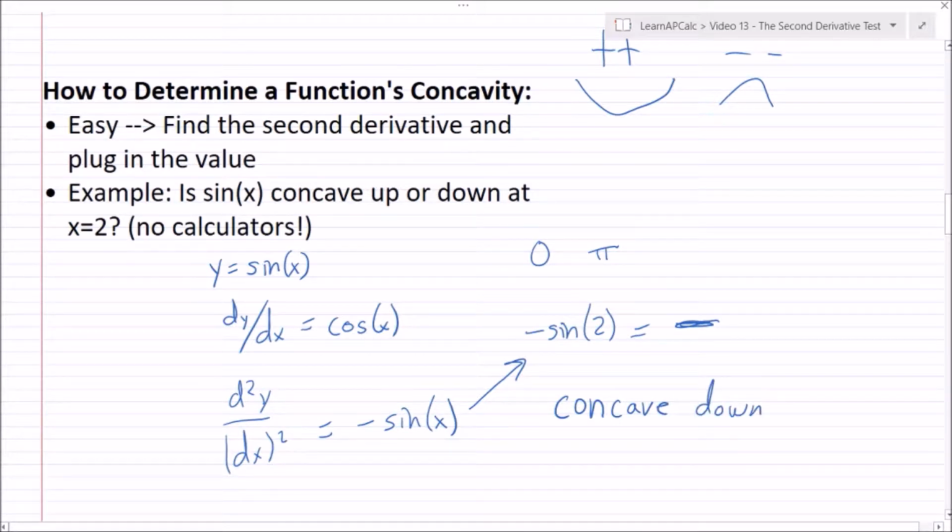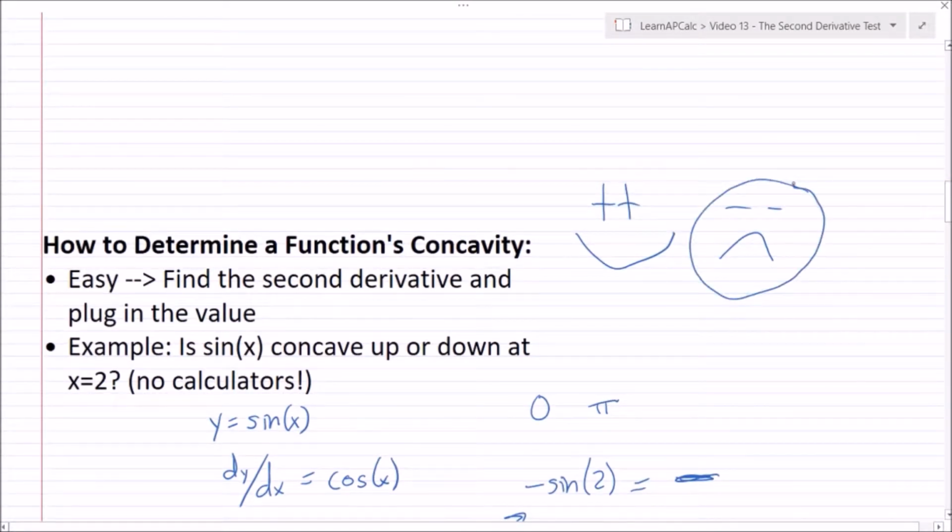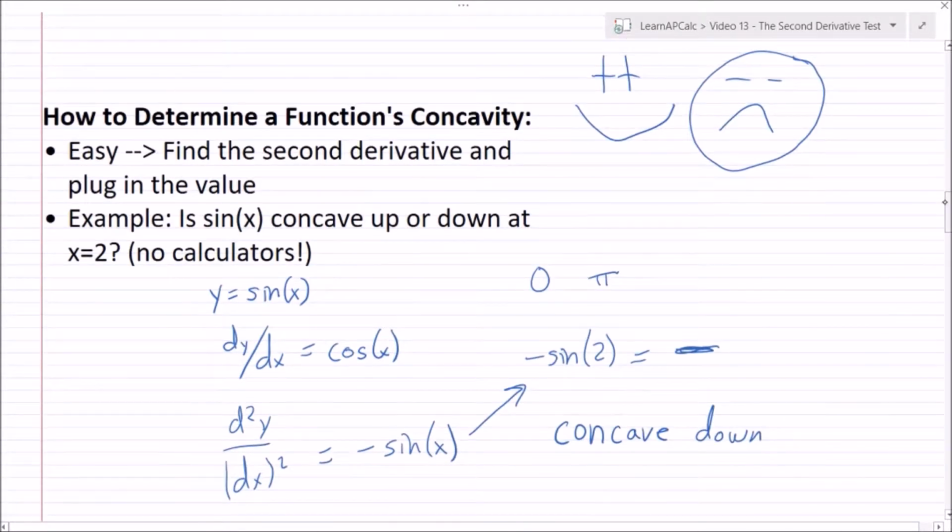We are concave down. We are sad. So that's how you get that. If you guys have questions on that, again, don't hesitate to leave a comment.